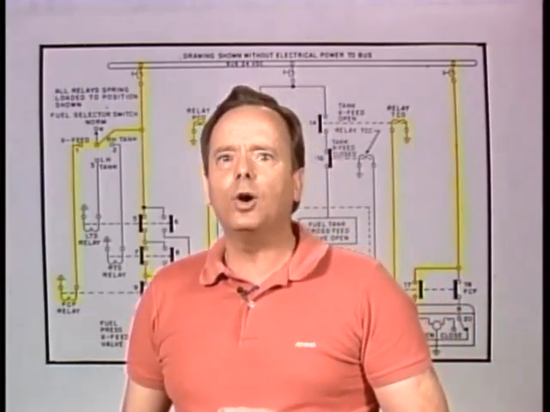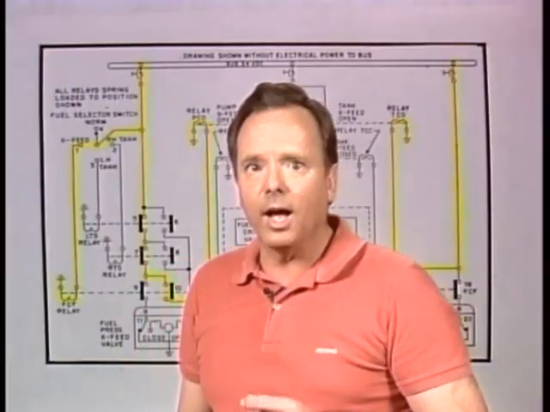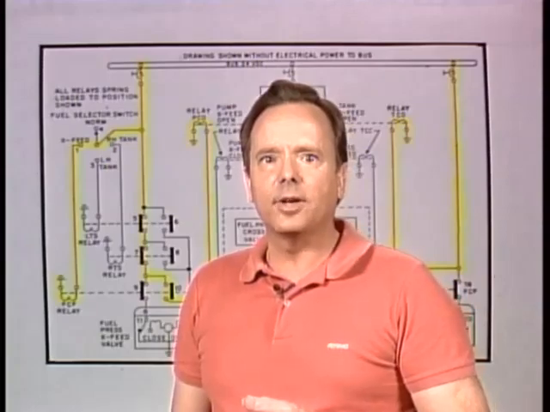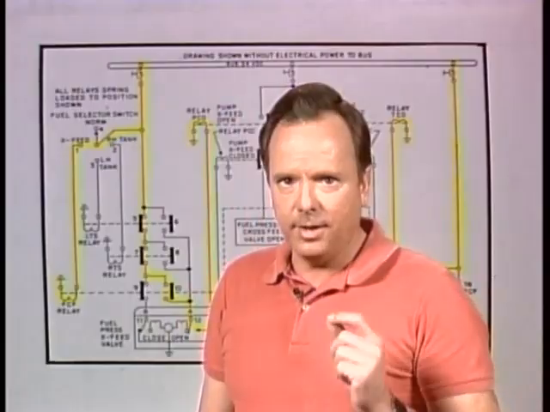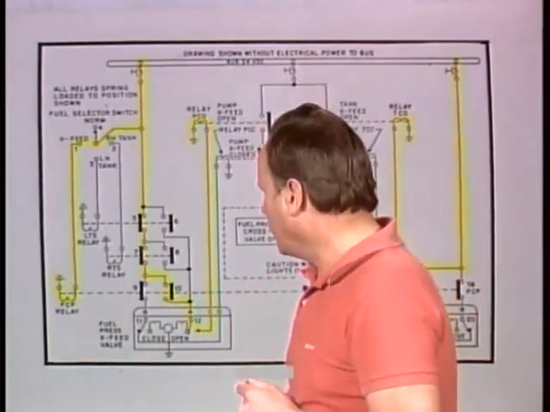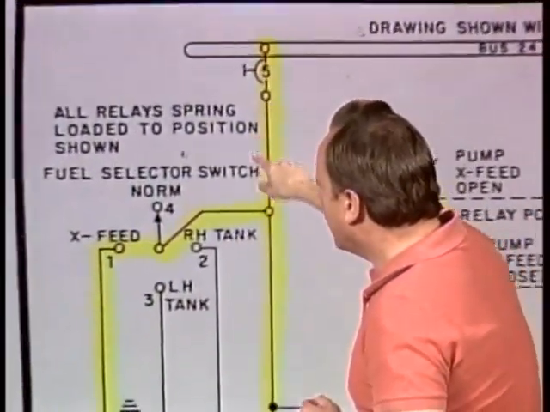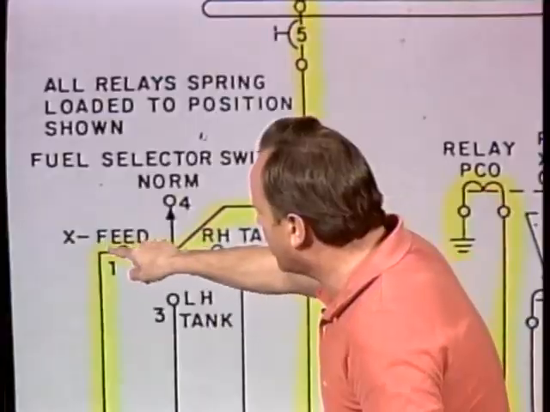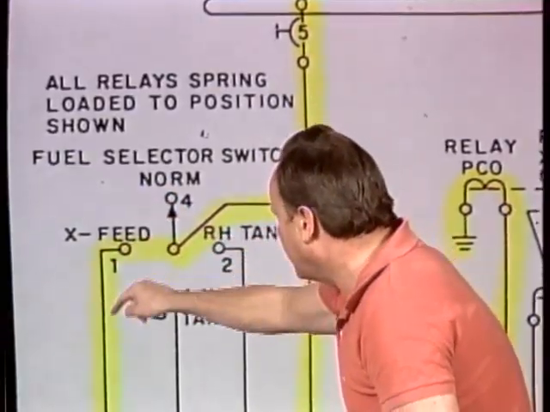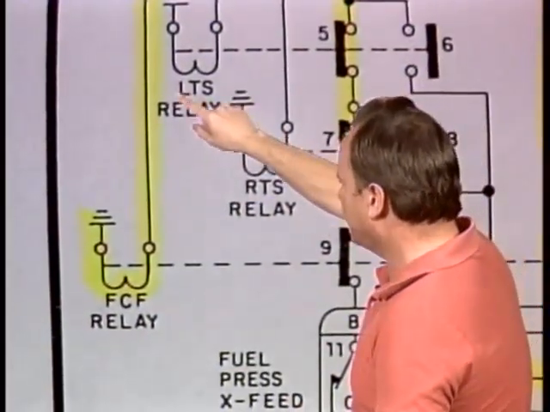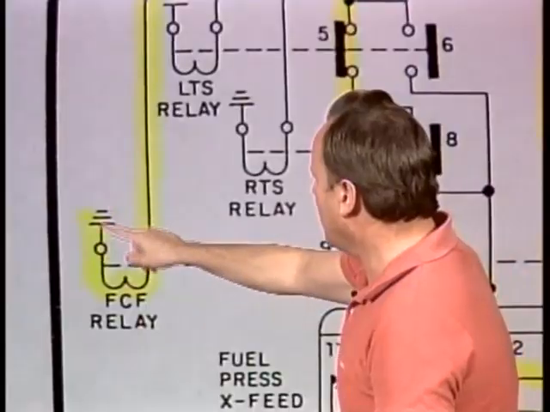That is that the TCO relay will operate if 24 volts DC is applied to the bus and the tank selector is this time in the crossfeed position. That's when the TCO relay will operate. Well, let's take a look at it. We start up here at the power again, and this time we're going to send power over here to the crossfeed position. Let's go down right here and take a look at what happens when you're in the crossfeed position. First of all, in the crossfeed position, the FCF relay will operate.